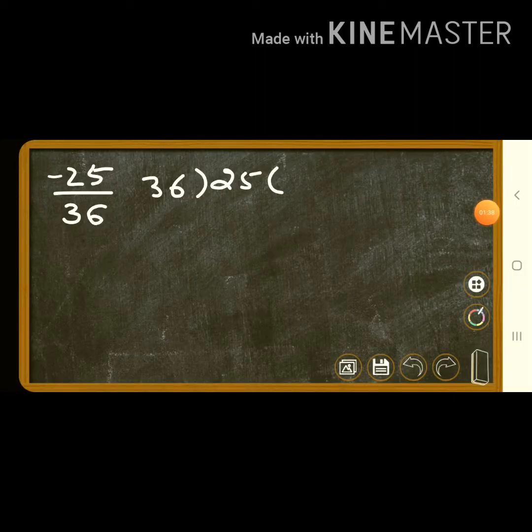See the sixth question, second bit, minus 25 by 36. So let's divide 25 by 36 to know its decimal form. 36 zeros are 0 because 25 is less than 36. Remainder is 25. Keep the decimal point, put a 0 here. 36 6 are 216.